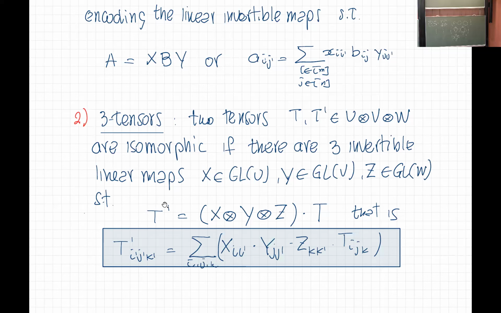So in three tensors it is the same. We have three tensors, T and T prime, in the product space of U times V times W, whatever. And they are isomorphic if we can find three invertible linear maps, X, Y, and Z, such that T prime is equal to this object here. And if you just develop this for one second, you will see that it gives this equation, or this set of polynomials indeed, because this is the set.